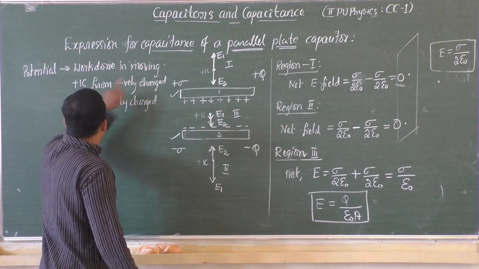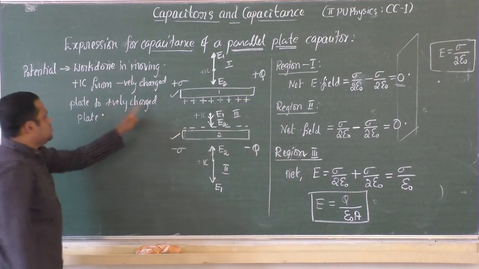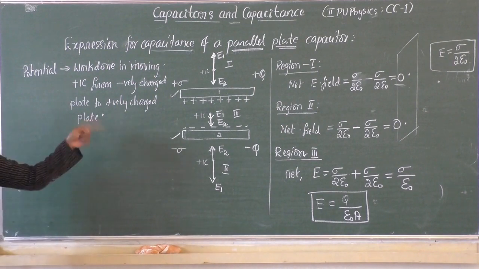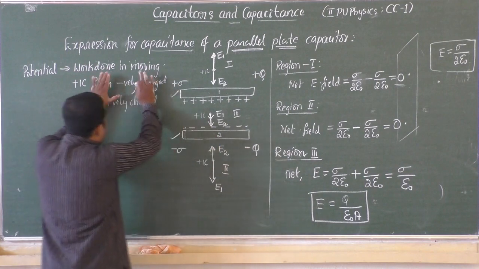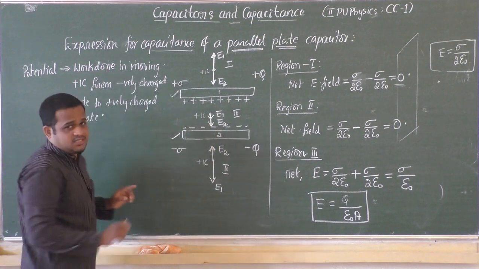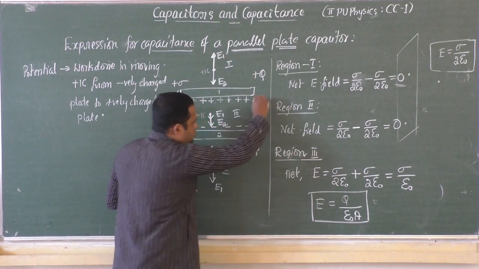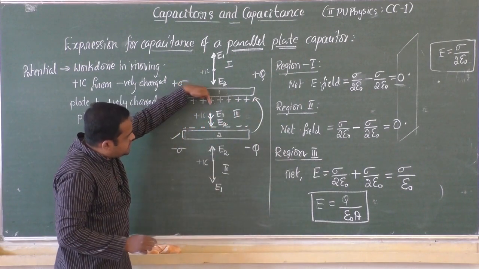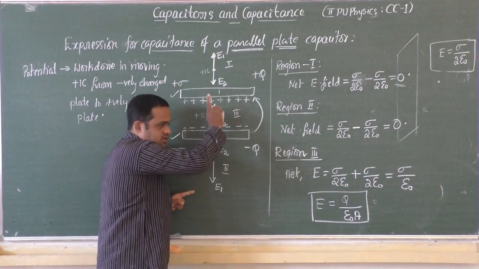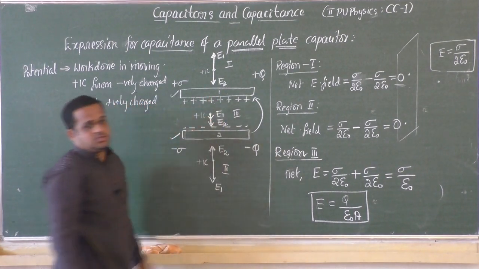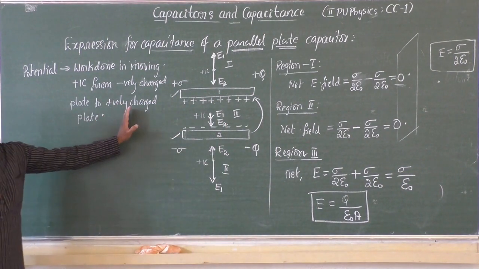Amount of work done in moving unit positive charge from negatively charged plate to positively charged plate is called potential or potential difference. From this definition it is clear that charge is shifted from negative plate to positive plate. Direction of electric field is from positive to negative. Against that, work is done in shifting unit positive charge from one point to another. So against the electric field, that is understood.